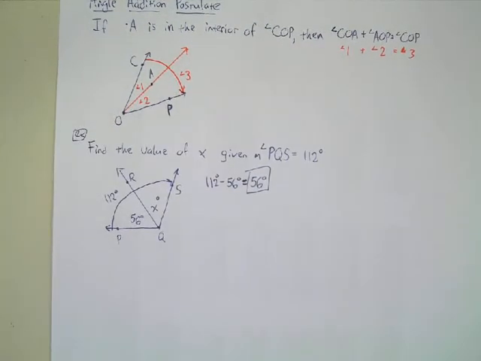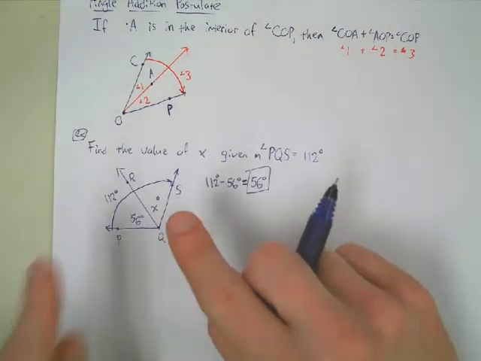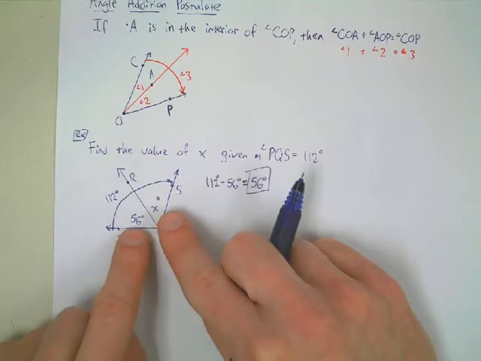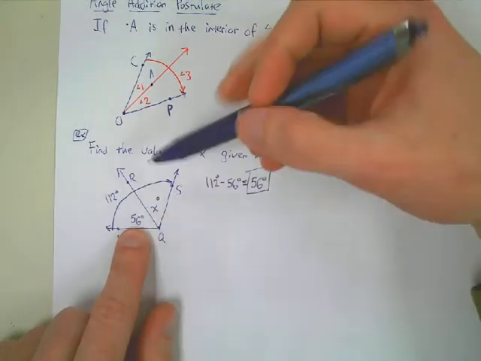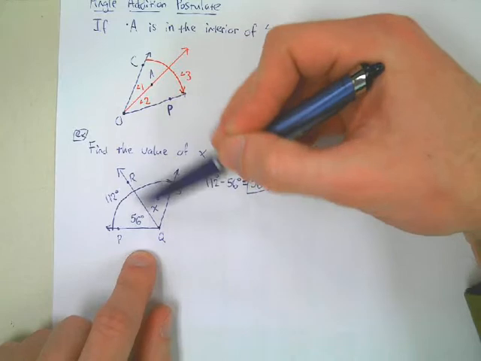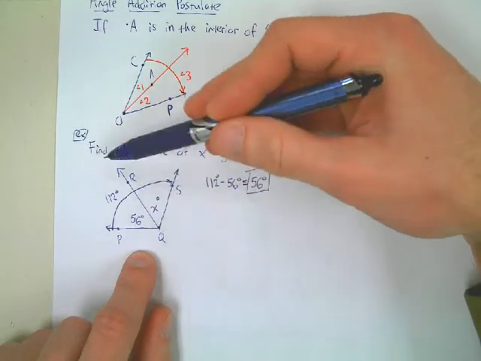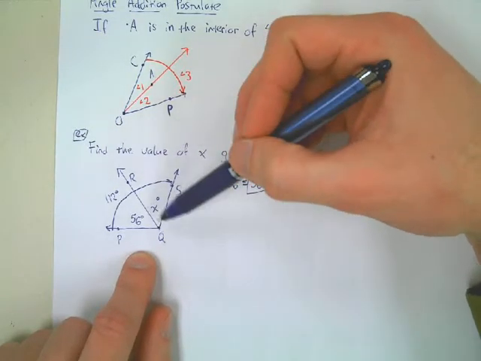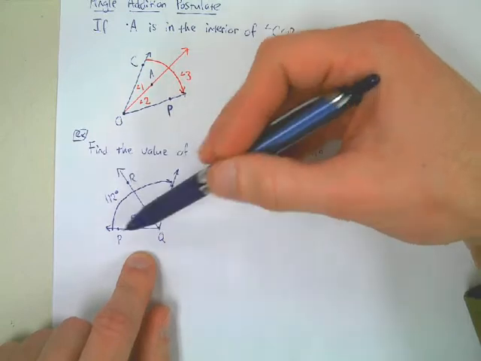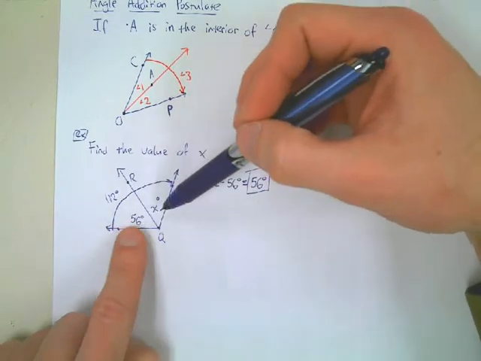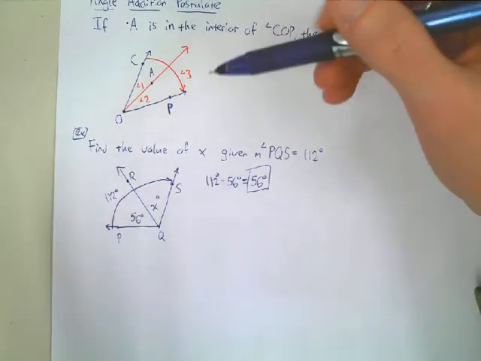Well, that's interesting then. If this angle is 56 degrees and this angle is 56 degrees, what could we call this ray QR? What's this ray QR called? An angle bisector, right? It's cutting the big angle, 112 degrees, into two smaller but equal angles. So it just turned out in this case that QR is an angle bisector, but that's the idea.